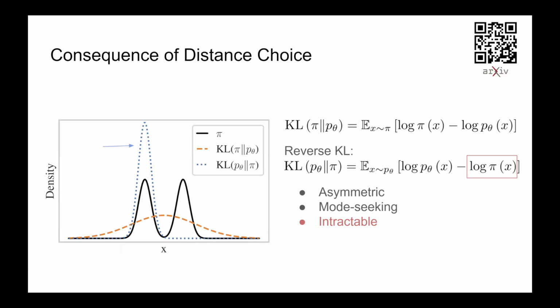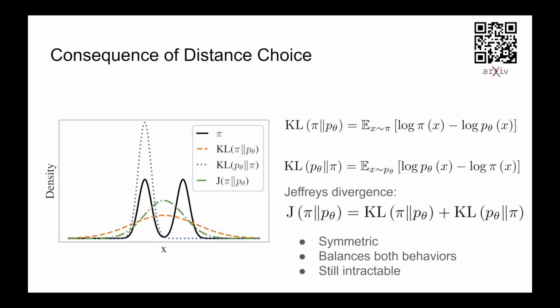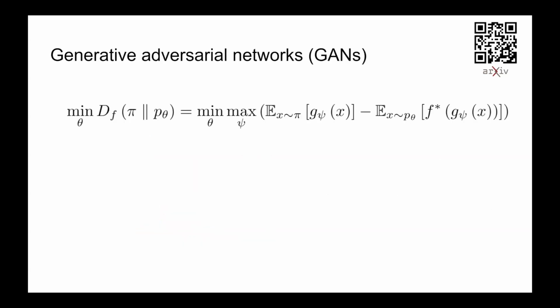Symmetric is pretty easy because we can just sum up the two KLs to get the Jeffreys divergence. And as you can see, it balances the two behaviors, but it is still intractable because we still have this pesky true distribution value. One way to minimize a symmetric divergence in a tractable way is to use generative adversarial networks. This is the general formula, where we use an additional model called psi to evaluate the divergence.